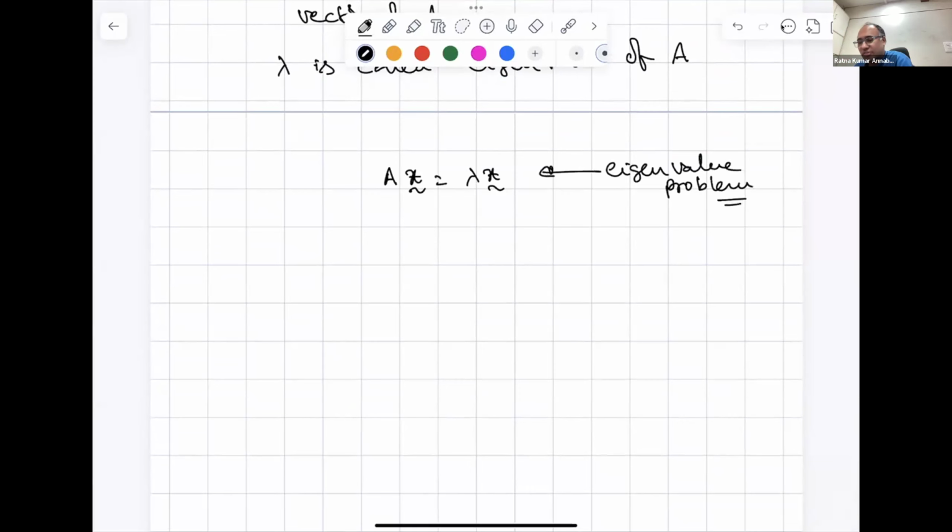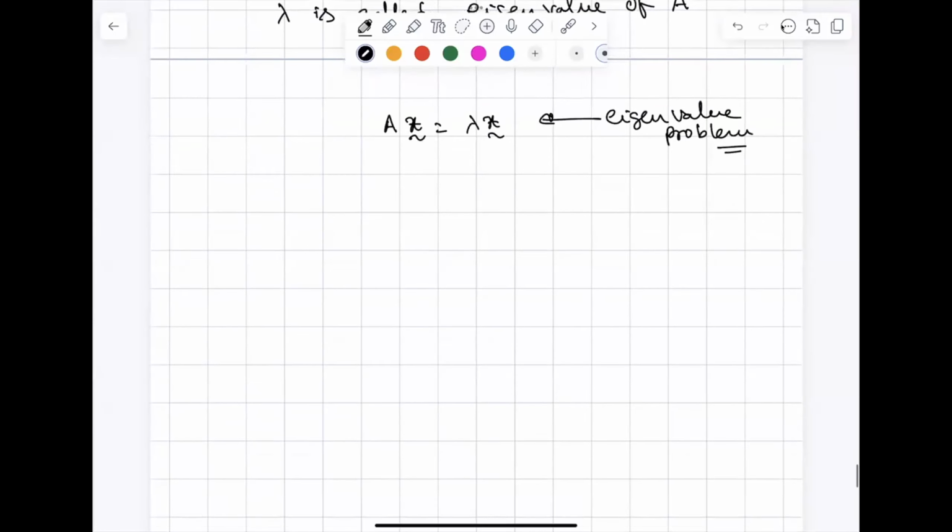That means the orientation of the direction of the vector is not changing. It is only either getting stretched or contracted, or remaining the same in magnitude. Lambda equal to 1 means when the eigenvalue is 1, then the vector remains exactly the same. When the eigenvalue is less than 1, then X is contracted. When the eigenvalue is greater than 1, then X is extended. Okay. Is that clear? That is the meaning of an eigenvalue problem.